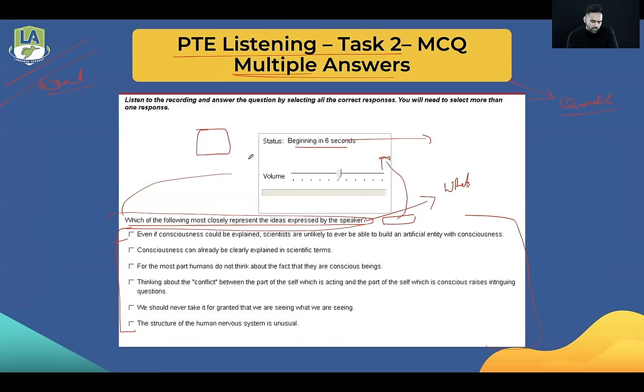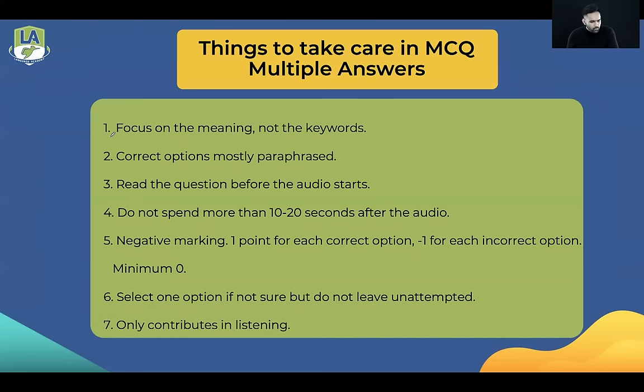Now, while the audio is going on, keep on listening to the audio clearly and keep on skimming the options as well. Don't just go behind the keywords. Don't think that yes, the person said conflict in the lecture and conflict is here, I'll just select this. No. You need to be very careful that you need to understand the meaning. Focus on the meaning, not the keywords. Remember this thing, correct options are mostly paraphrased. So don't go behind the keywords, go behind the meaning.